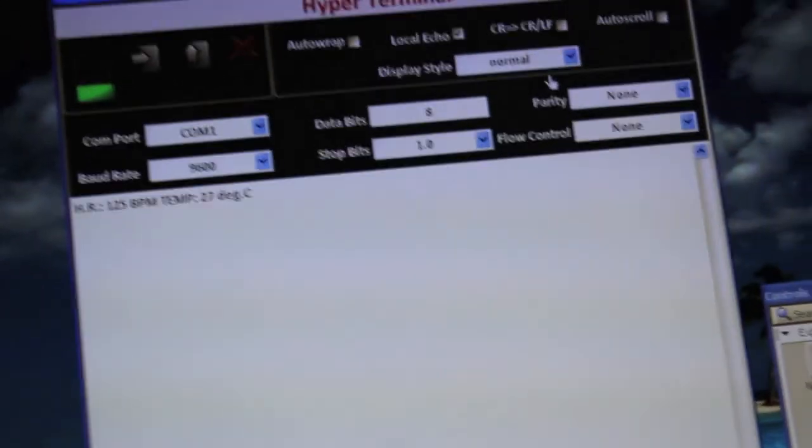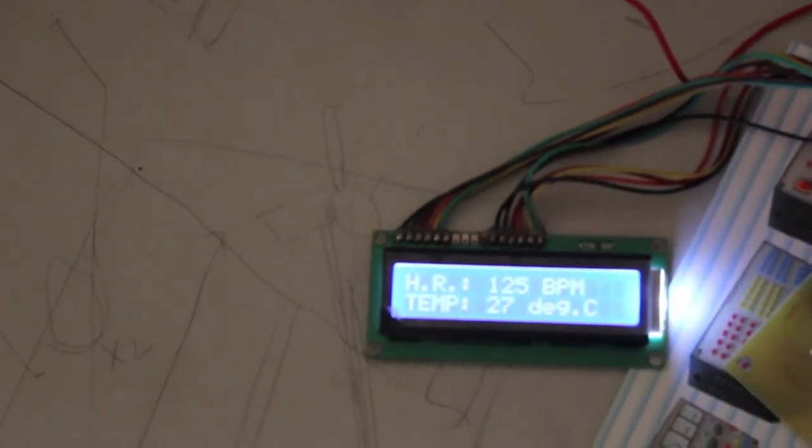So basically, the heart rate is 125 beats per minute and the temperature is 27 degrees Celsius. So how have we implemented it? Let me get into the details of all this.